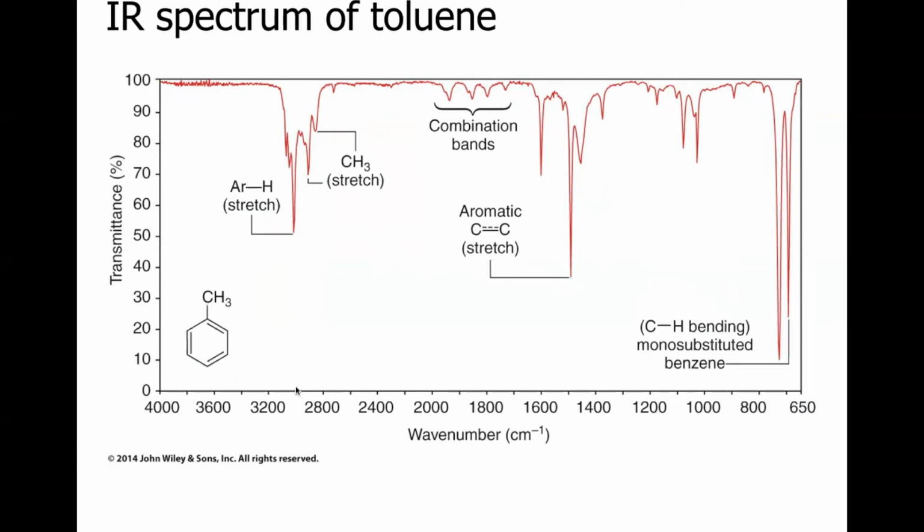Of course, here's the 3,000 mark. So much of our signal is happening above 3,000 because of all of the sp2 hybridized carbons here with H's on them. So we have a CH stretch. And then we do see some signals that are below 3,000, and that's because of the 3 H's we have here on this carbon, which is sp3. And then up here we see the combination bands from the double single, and we also see this aromatic stretch right here at 1,500. Benzene is one of the examples of a great aromatic molecule.